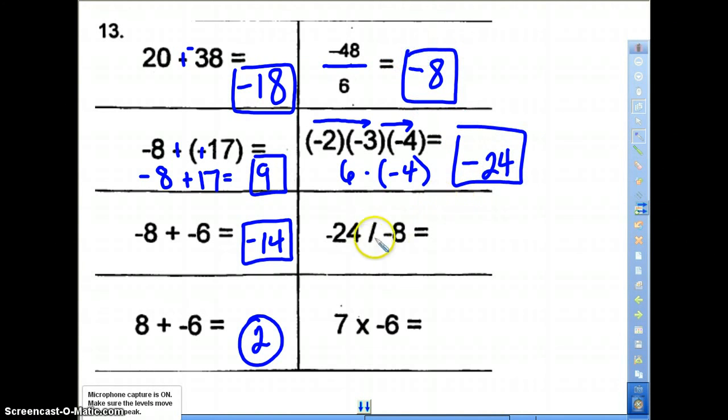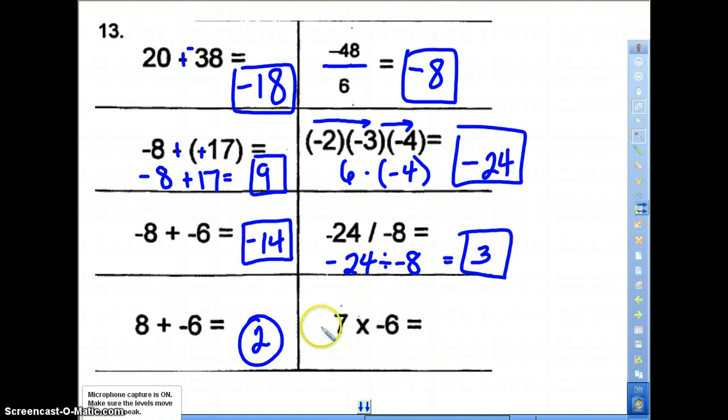All right? Here, I hate the way they do the fraction bar. It's really a division symbol slanted like this. I don't like that, but that's what it means. It means the same thing as this: 24 divided by negative 8. A negative divided by negative is what? Positive. 24 divided by 8, 3.